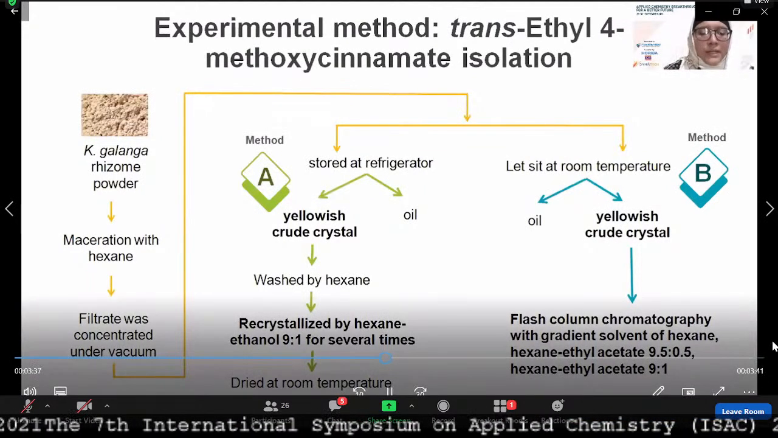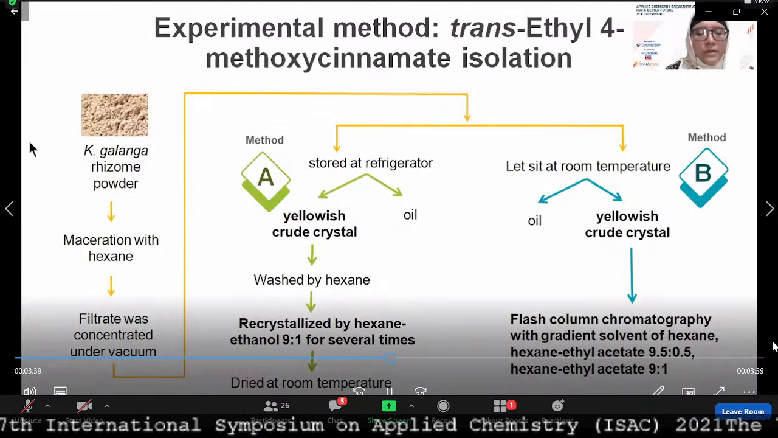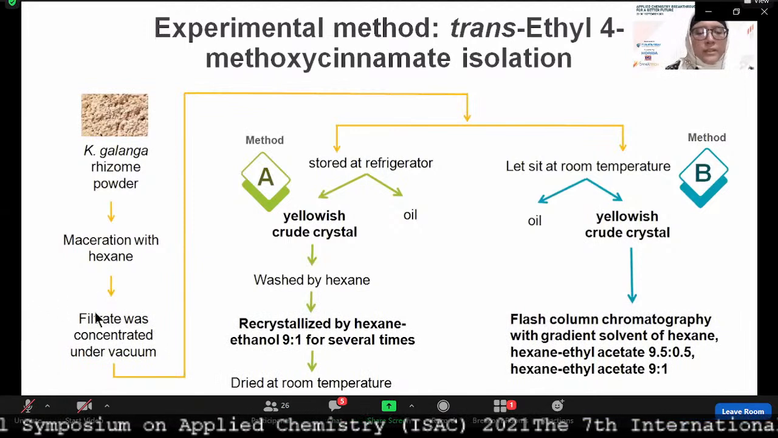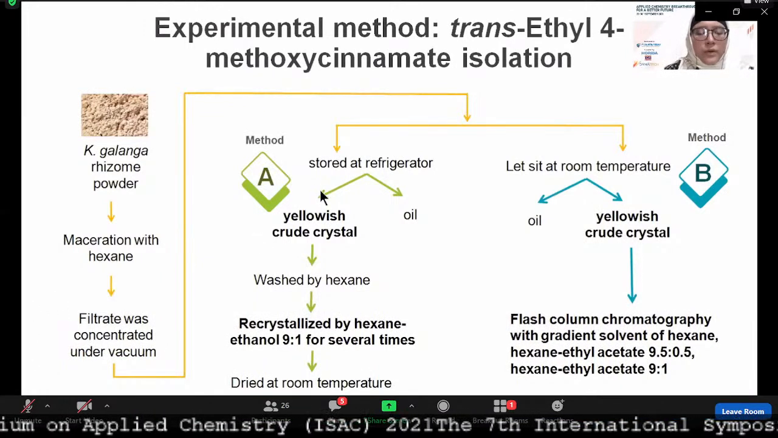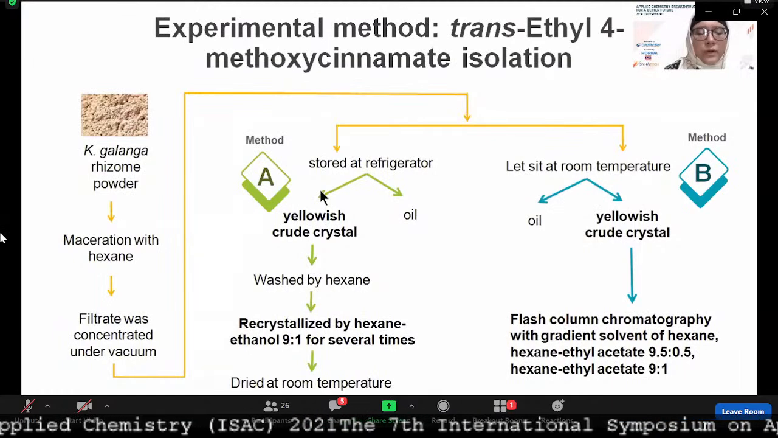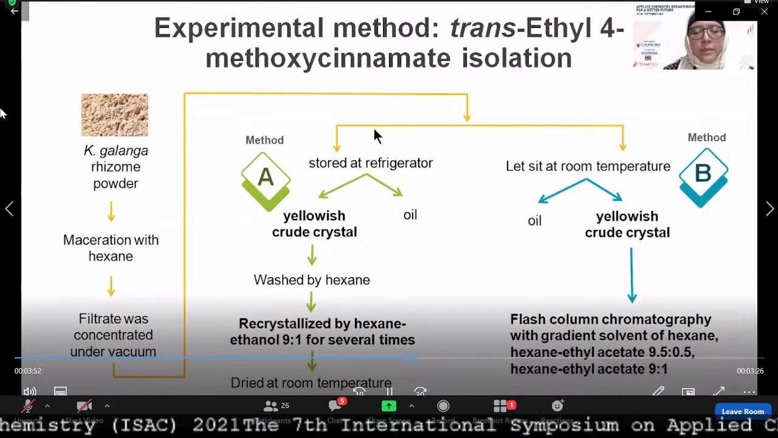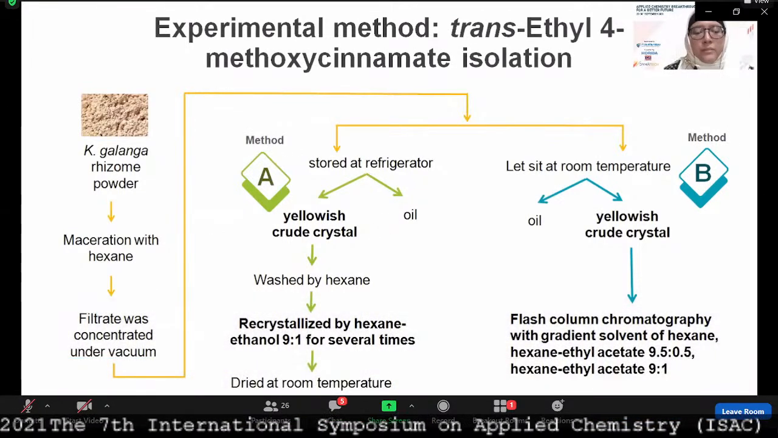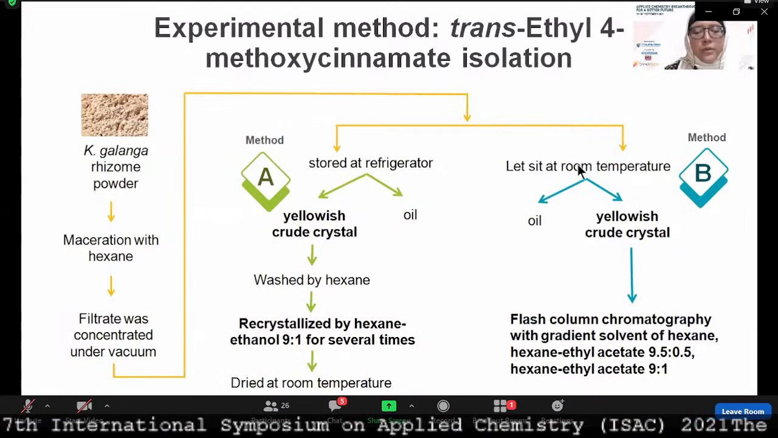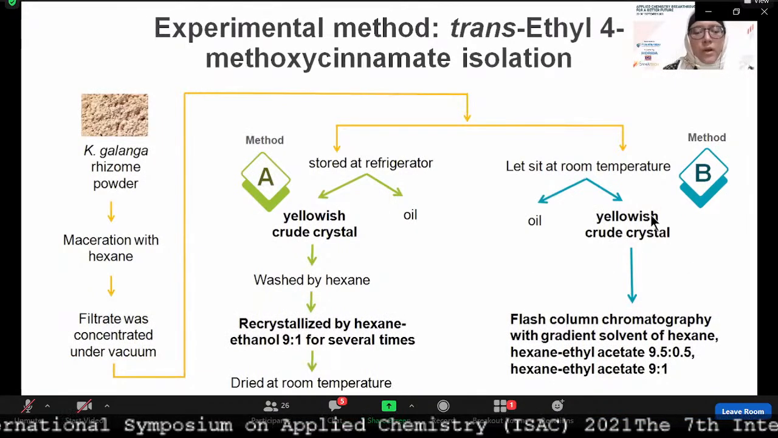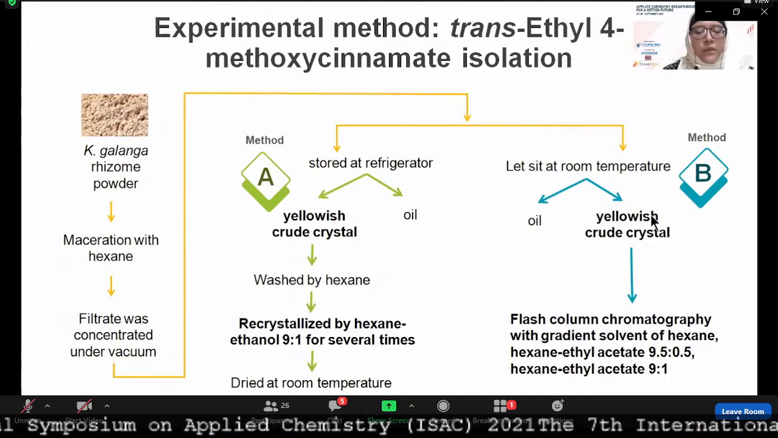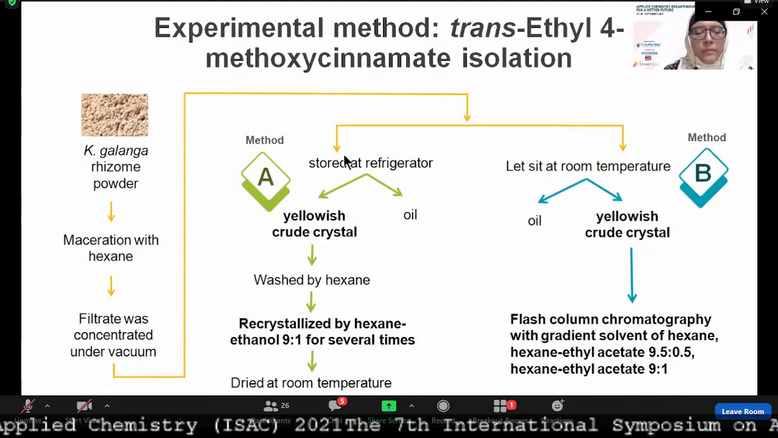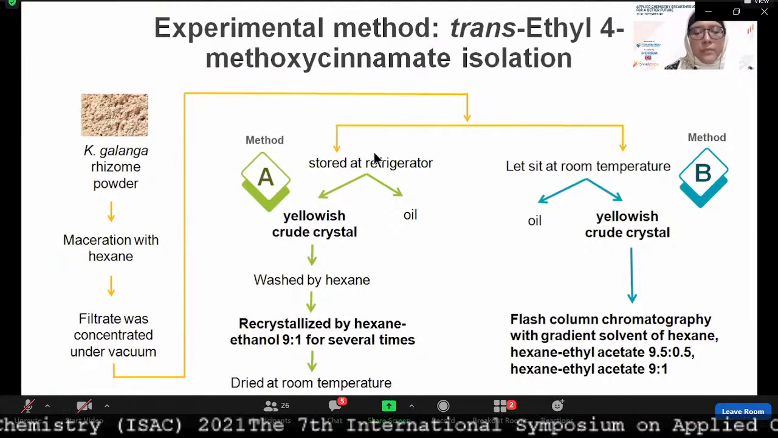First, the Kaempferia galanga rhizome dried powder undergoes maceration, is filtered, and the filtrate is concentrated under vacuum. From this step, there are two methods conducted in isolation. Method A, in which the crude extract was stored in the refrigerator, and method B, in which the crude extract was left at room temperature. From both methods, a yellowish crystal was obtained and can easily be separated from the oil.